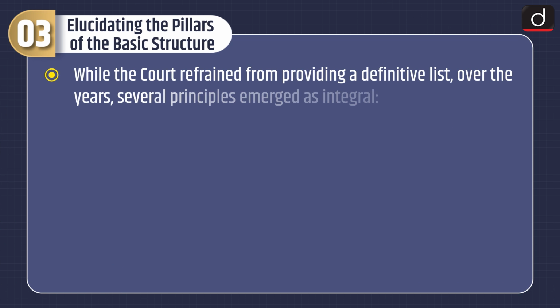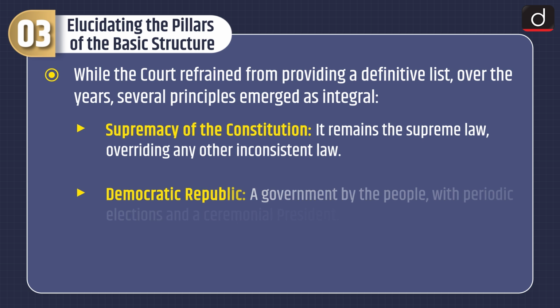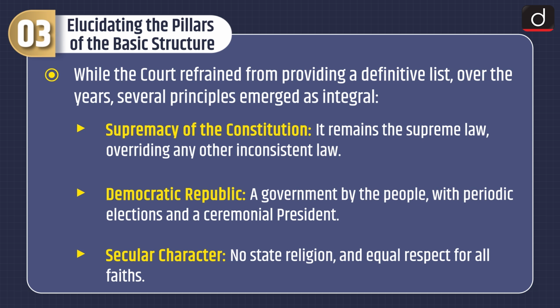Now let's discuss elucidating the pillars of the basic structure. While the court refrained from providing a definite list over the years, several principles emerged as integral. Supremacy of the Constitution. It remains the supreme law overriding any other inconsistent law. Democratic Republic. A government by the people with periodic elections and a ceremonial president.